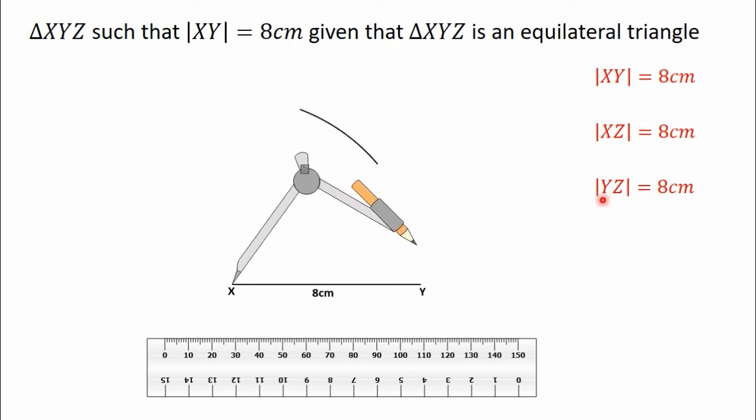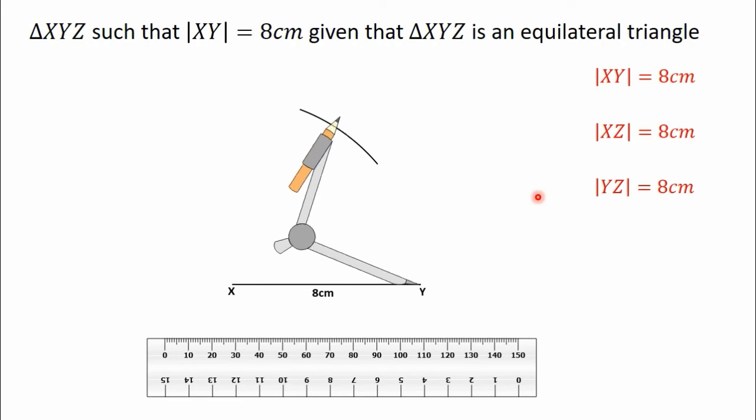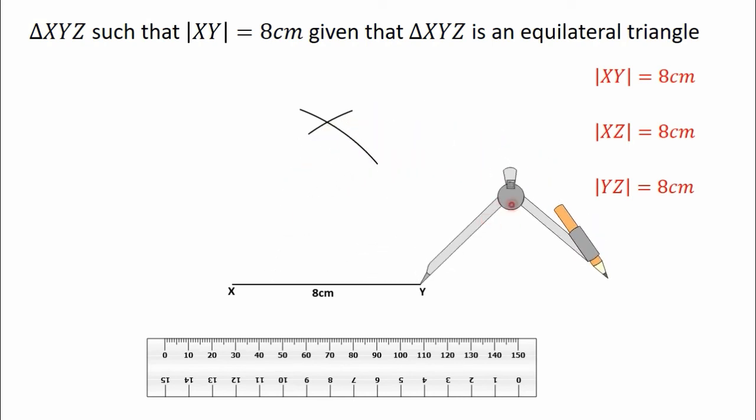The next side is YZ. It also has a length of 8 centimeters. But at the moment, the radius of our compass is 8 centimeters. So there will be no need going back to the ruler to measure 8 centimeters, since the radius of the compass at the moment is still 8 centimeters. So you pick the needle of the compass from point X and you put it on point Y. Then you turn it and construct an arc to intersect the first one that you constructed. So you construct an arc to intersect the first one, just as I've done here.